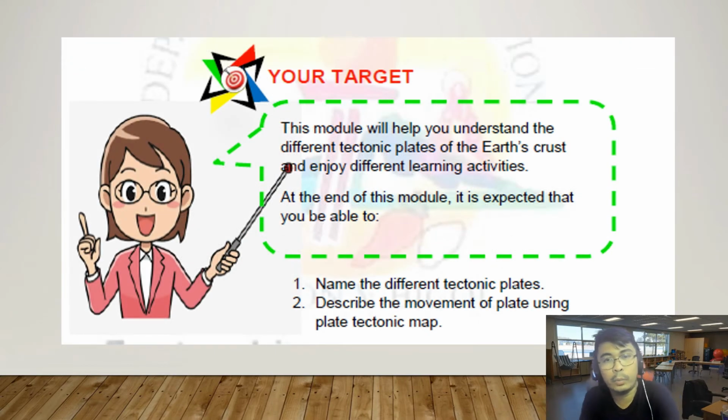Now let's start with the targets or objectives. For this module 2, there are 2 objectives. First, you need to name the different tectonic plates. And then, describe the movement of plates using the plate tectonic map.